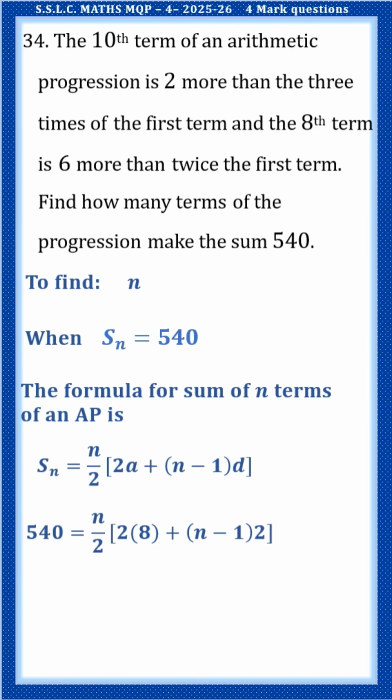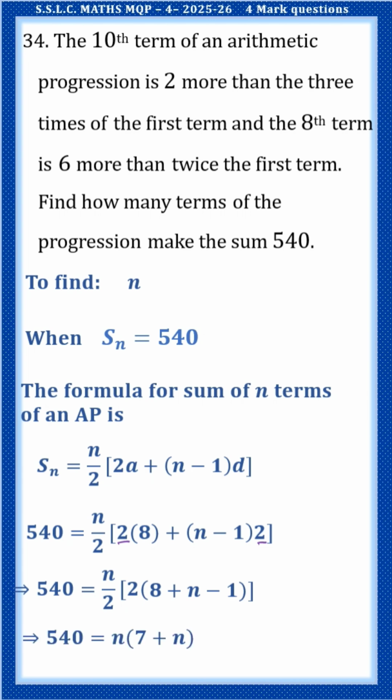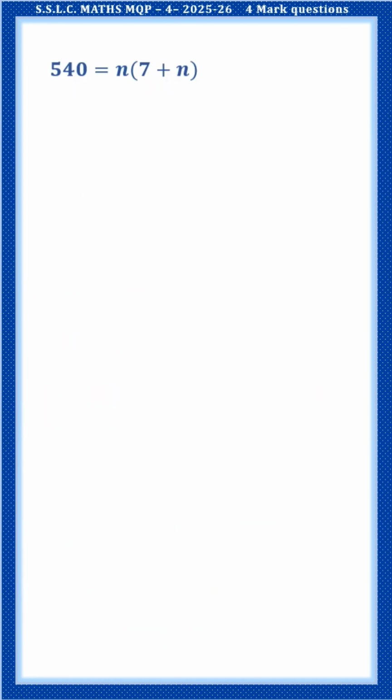Here observe 2 is common. Okay, now we have brought 2 outside: 8 plus (n minus 1). The next step, here 2 and 2 get cancelled. So n into (8 minus 1), that is 7, plus n. So now we have 540 is equal to n into (7 plus n). That means 540 is equal to 7n plus n square.